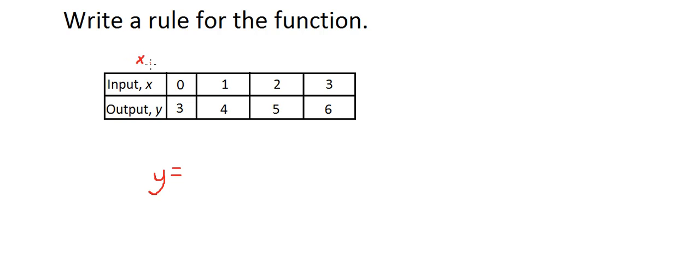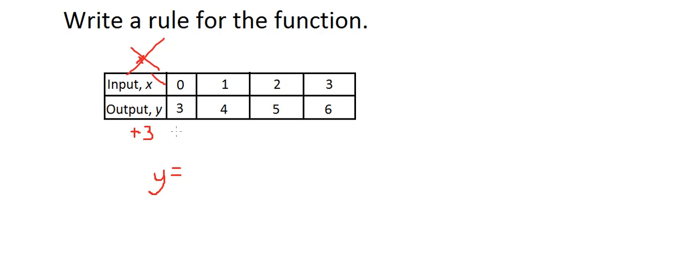So how would you get to 3 by multiplying by 0? Well, that's not going to happen, right? 0 times anything is not going to get you 3 no matter what, so that is definitely not going to work. So let's try adding and see if that works. To get from 0 to 3, we would just add 3.